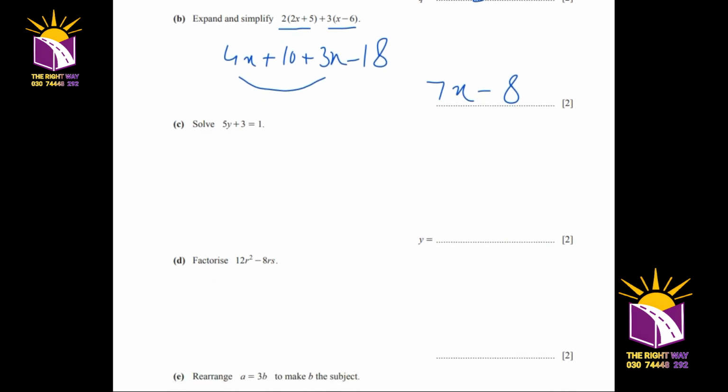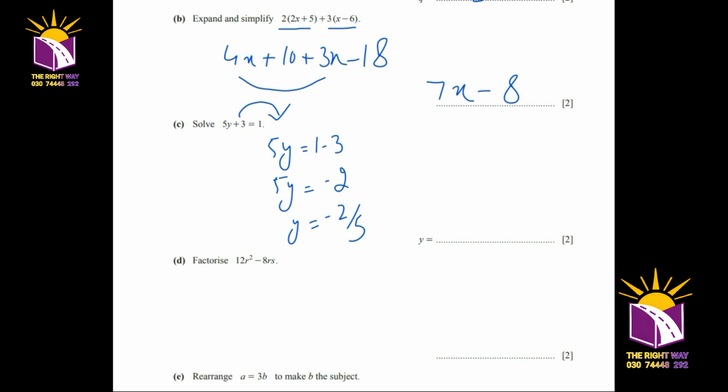Part C. Solve 5y plus 3 equal to 1. So 5y will become 1 minus 3. 3 is added on this side, so it will be subtracted on the other side, and 5y will be equal to minus 2. 3 minus 1 is 2, and the sign of the bigger number. Y will be equal to minus 2 divided by 5.